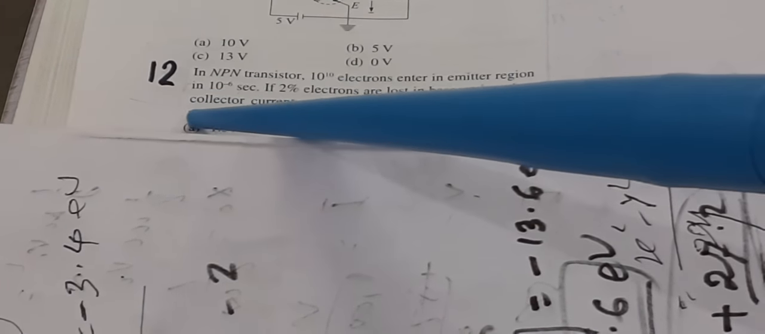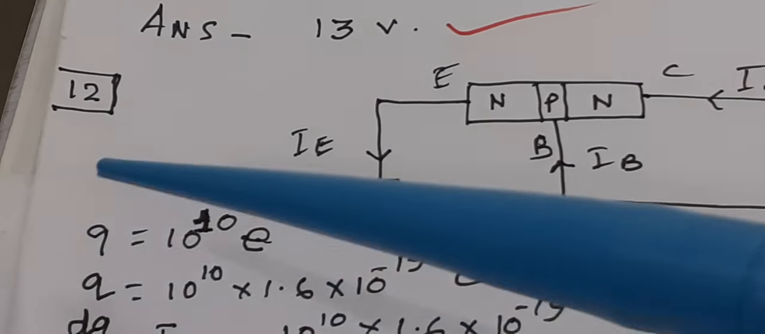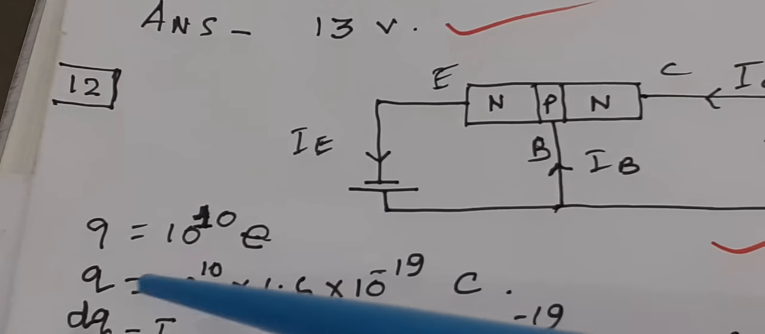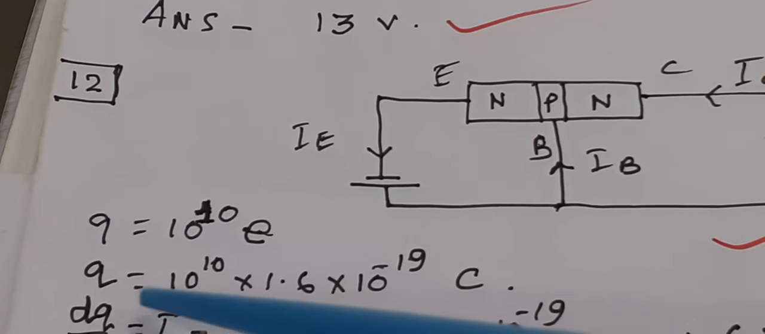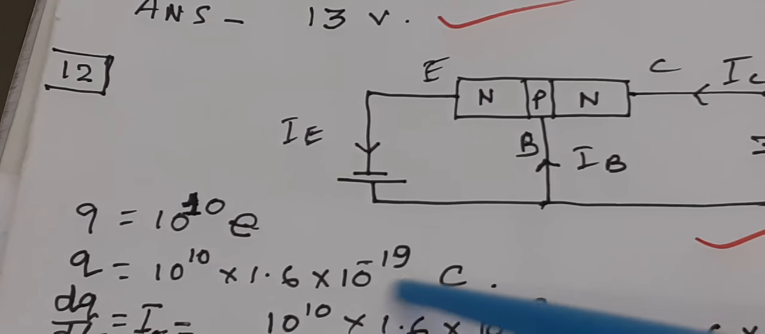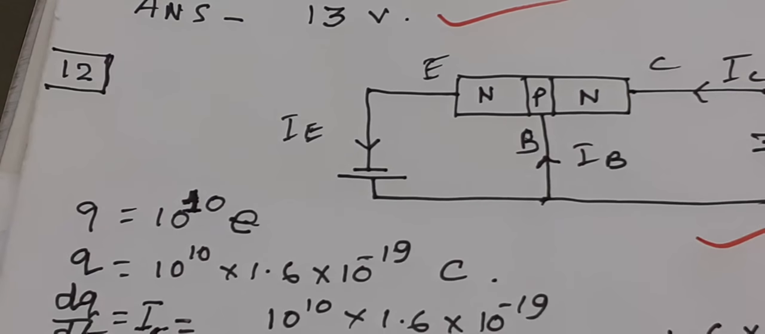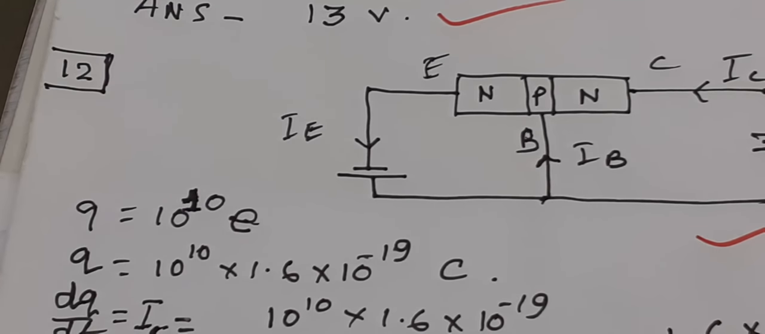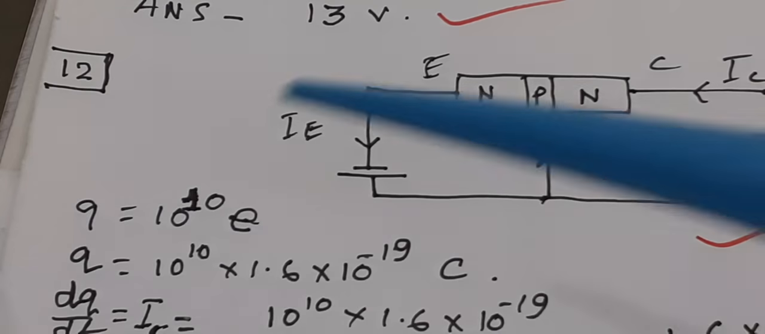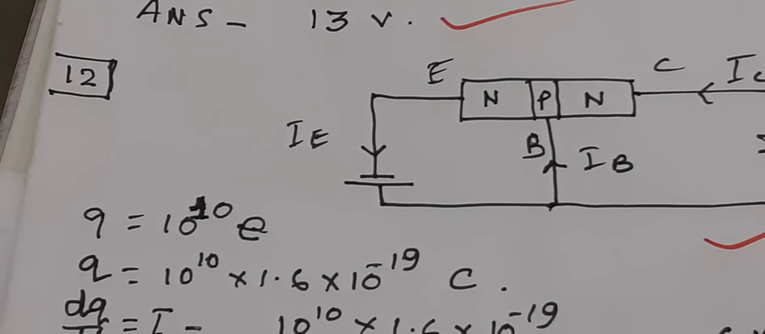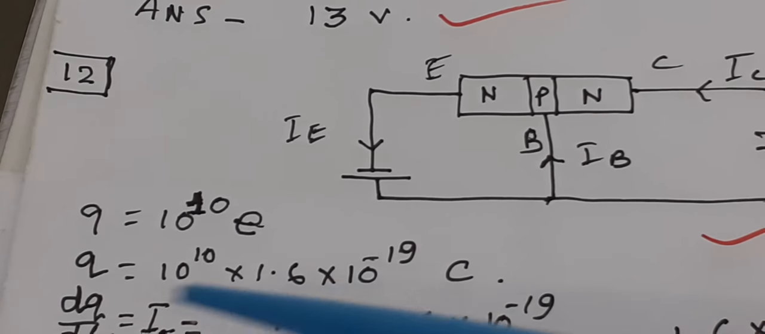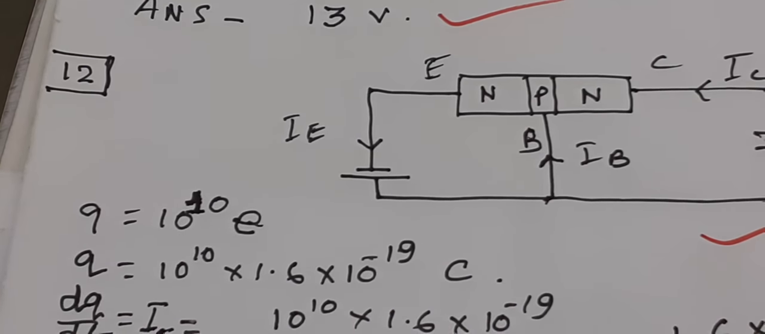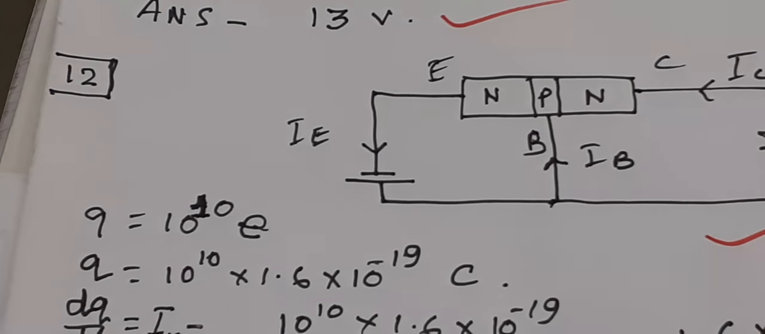First, the emitter current we can take like this. We know Q equals 10 to the power 10 electrons, and the electron charge is known, 1.6 into 10 to the power minus 19 coulomb. Then dQ by dt we can find out here, and that will give 1.6 into 10 to the power minus 3 ampere, or 1.6 milliamps. 98% of electrons reach the collector, which means alpha will be 0.98. This is a very important information.